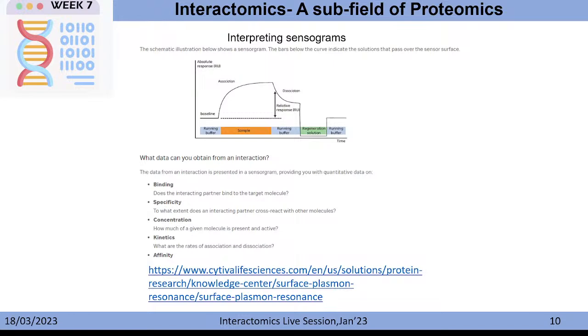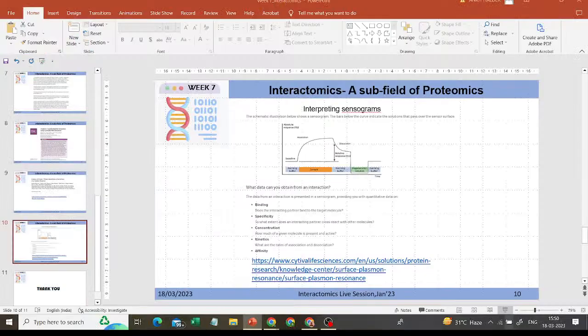Here it says what data you can obtain from an interaction. Binding: does the interaction partner bind to your target molecule? Specificity: to what extent does an interacting partner cross-react with other molecules? Concentration: how much of a given molecule is present and active? Kinetics: what are the rates of association and dissociation? And then your affinity.